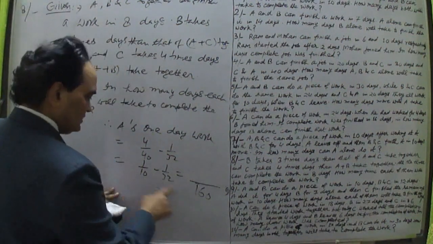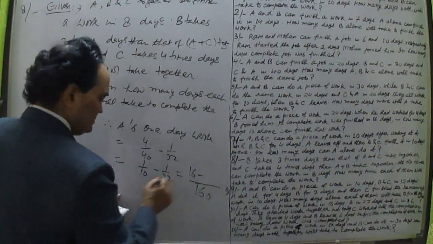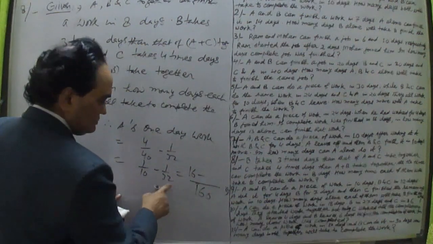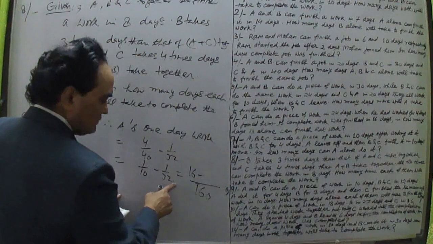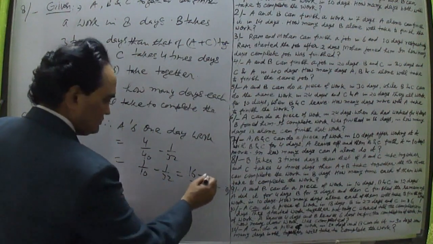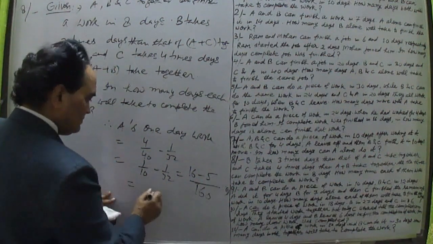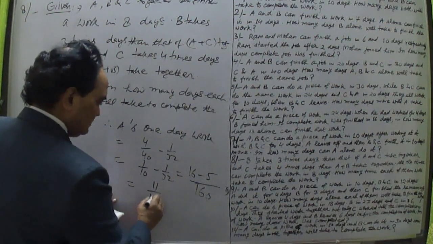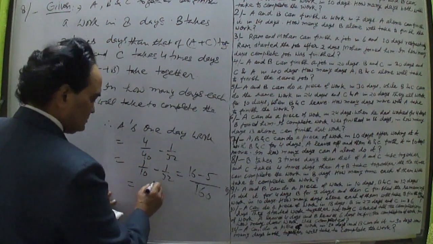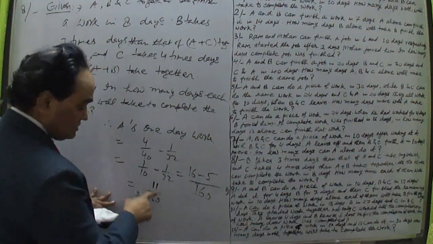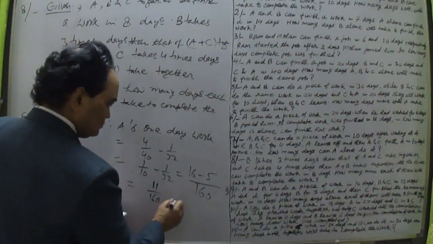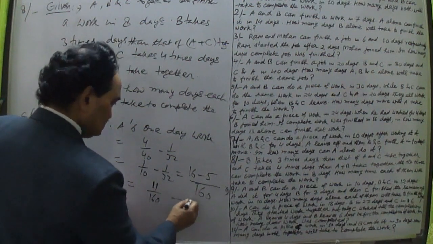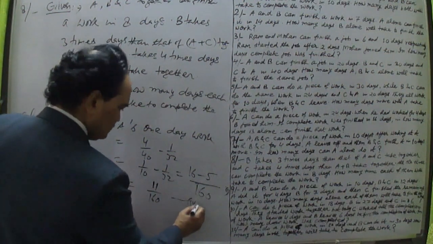Now let me calculate this. 160 divided by 10 is 16 times, minus 160 divided by 32, which is 5 times. This is 16 minus 5, which is 11. So 11/160. So how many days will A alone take? This is A's 1 day's work.